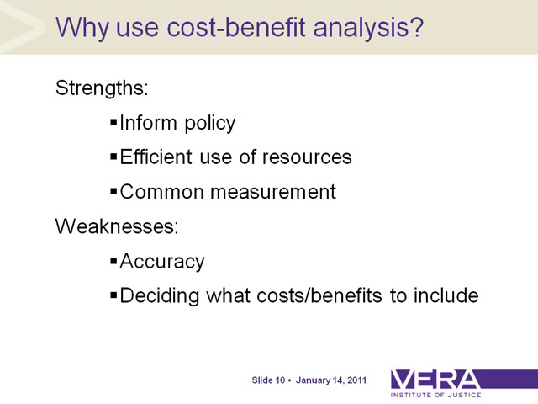And so one of the weaknesses is accuracy, being able to accurately identify what the costs are and the benefits. And you'll see as we go through this, that's not always an easy task. A second weakness is really deciding what costs and benefits to include. Again, this isn't exactly a weakness, but it's something that makes cost-benefit analysis a little bit difficult.